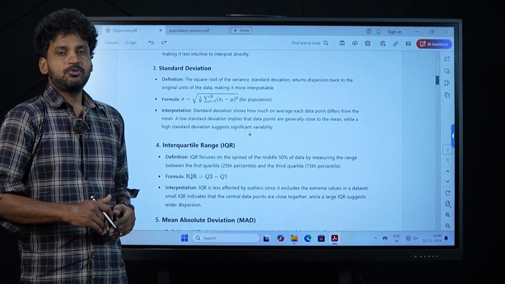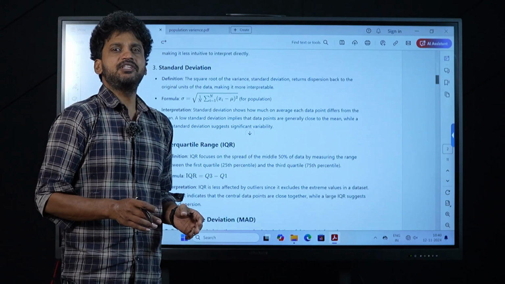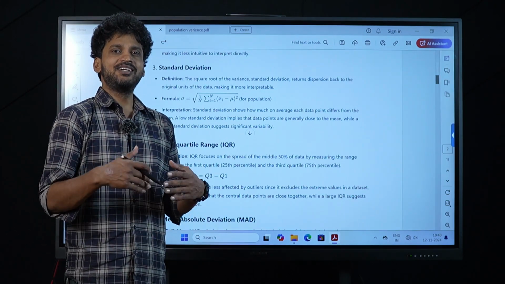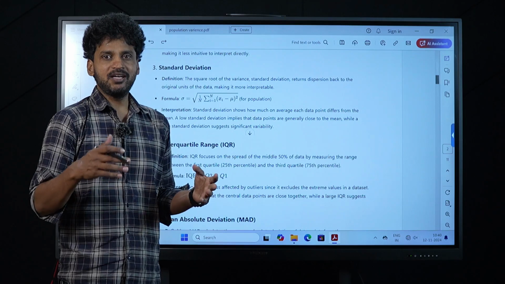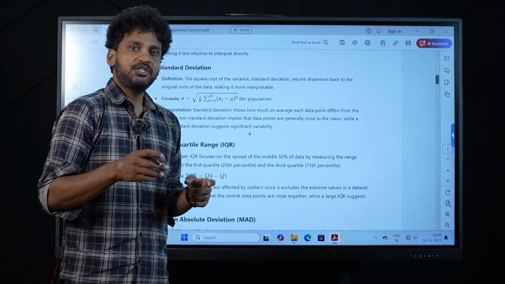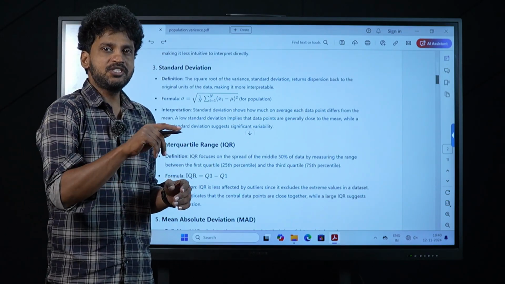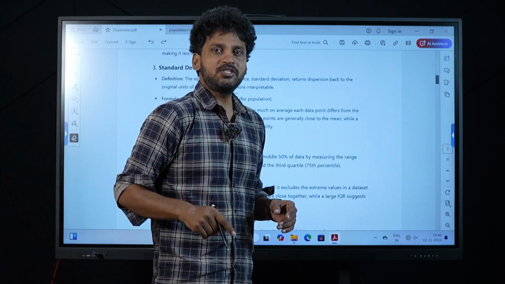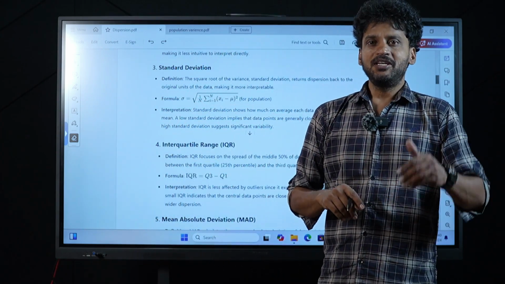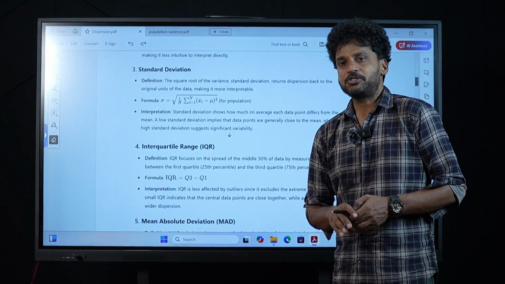The next approach to calculate dispersion is the standard deviation. Standard deviation is a simple thing to understand because it is not a new approach. We are not deriving or defining anything new. The standard deviation, simply put, is the square root of the variance. What is the variance? Variance is the average of the sum of all the squared deviations.